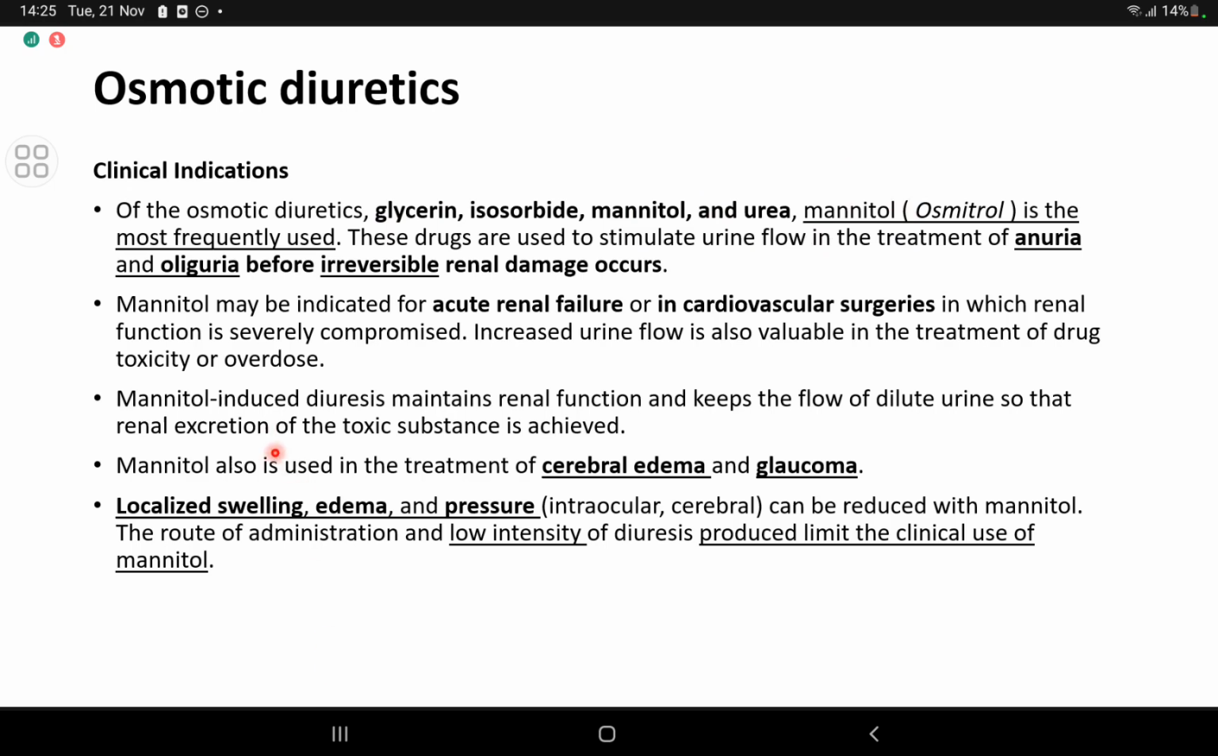Sometimes mannitol can be used for acute renal failure and cardiovascular surgery. Doing cardiovascular surgery sometimes may cause renal failure, whether the renal failure is irreversible or not. Sometimes you do bypass surgery, and once you finish the surgery, it may cause renal failure. Mostly the renal dysfunction is reversible. Reversible will take a few weeks, then we become okay again.